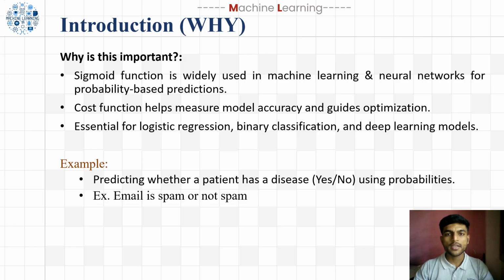But just predicting is not enough. We need to measure how far our model is from the actual value. This is done by the cost function. Cost function helps measure model accuracy and guides optimization. Without these two, we cannot train a good model. For example, predicting whether a patient has a disease or not.